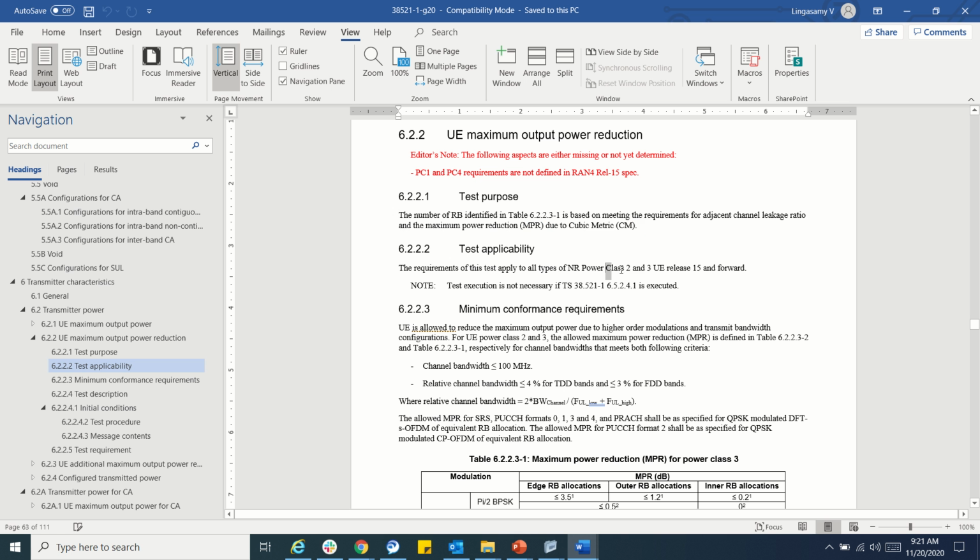For example, power class 2 and 3 devices can be applied. You can see here release 15 and forward. This is actually the 5G spec. I think I mentioned this spec at the beginning of the presentation. And what should be the channel bandwidth, what is the relative channel bandwidth, and other things for FDD and TDD bands, and you can see here.